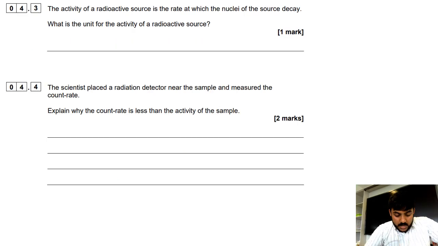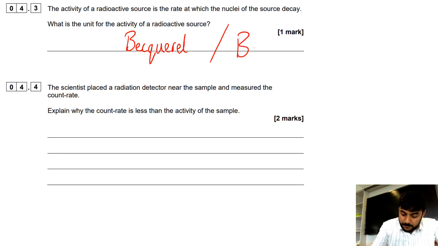Next. The activity of a radioactive source is the rate at which the nuclei of the source decay. What is the unit of the activity of the radioactive source? The activity is measured in becquerels. And I would be lying if I told you I remember exactly how to spell it. But it's B-E-C-Q, then U-E-R-E-L, becquerel. But guess what? We can write Bq, which is the symbol of the unit, and we'll get away with it.